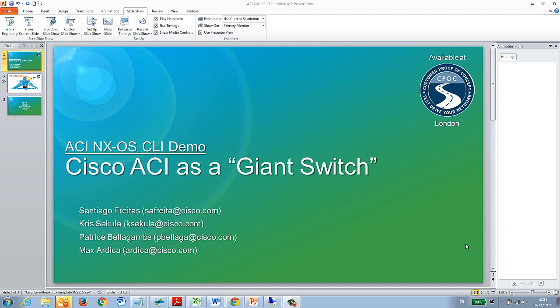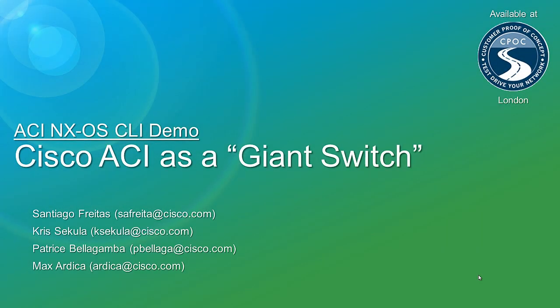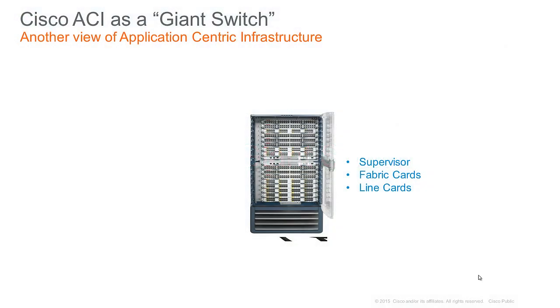During this demonstration, we're going to focus on showing you the NX-OS style CLI that's coming together with ACI release 1.2. So let me first start by giving you a perspective of how ACI can be seen as a giant switch. If we take a step back and look at the components that make up, for example, a Nexus 7000, you have your supervisor, your fabric cards, and your line cards.